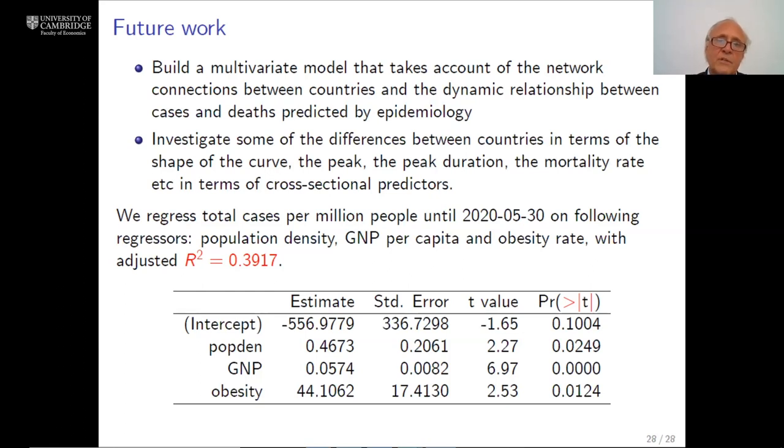So here is a sample result, which is very preliminary because all the data is not in. But we do find that the number of cases per million is increasing in the obesity rate in each country, as well as population density and GNP.